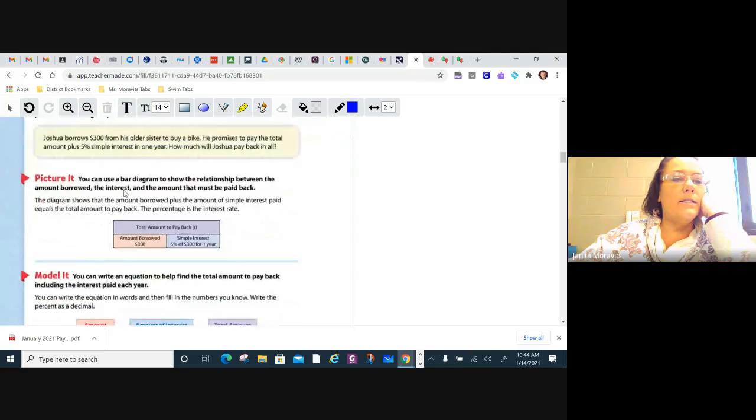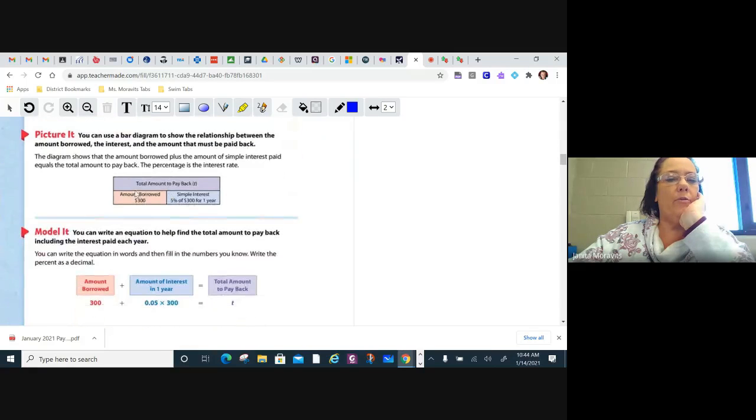All right, this says to read the problem below, you can use a bar diagram to show the relationship between the amount borrowed, the interest, and the amount that you have to pay back. The diagram shows the amount borrowed plus the amount of simple interest. So if you borrow money, you pay interest on that. And you have to not only pay back the part you borrowed, but you have to pay the interest as well. And then that gives you the total amount that you have to pay back.